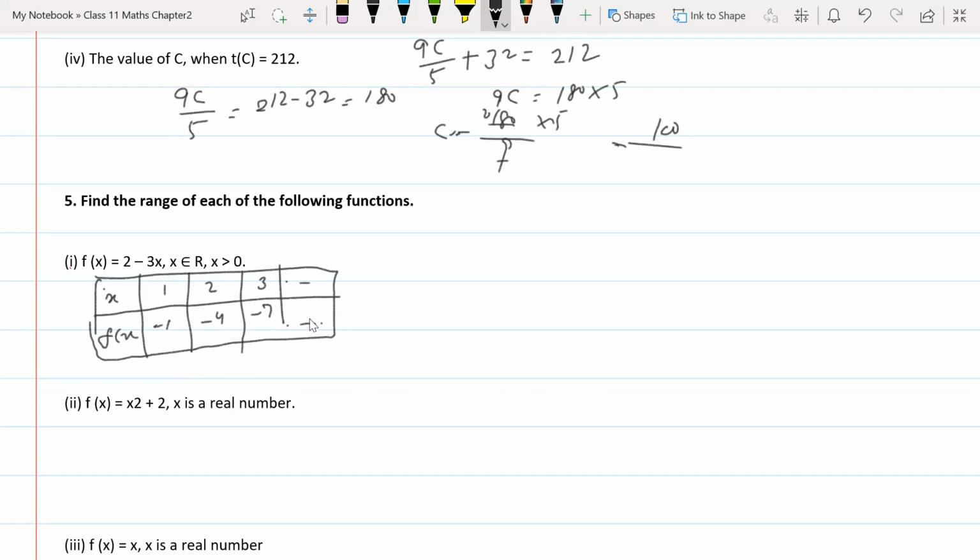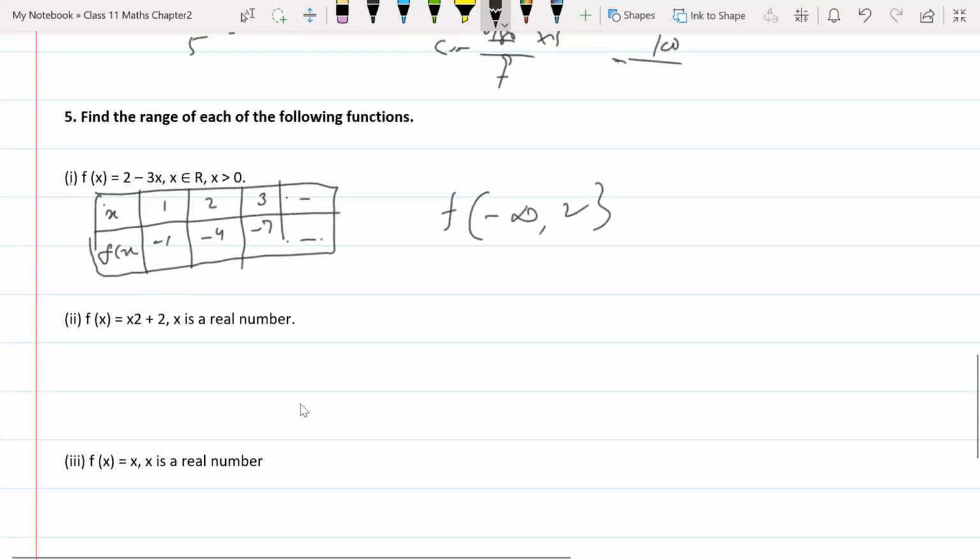What is the range of this? Clearly observe that the range of f is the set of all real numbers less than 2. You can define it as minus infinity to 2. Now for the real numbers, again with the help of an example, I will solve for you by the alternate values.